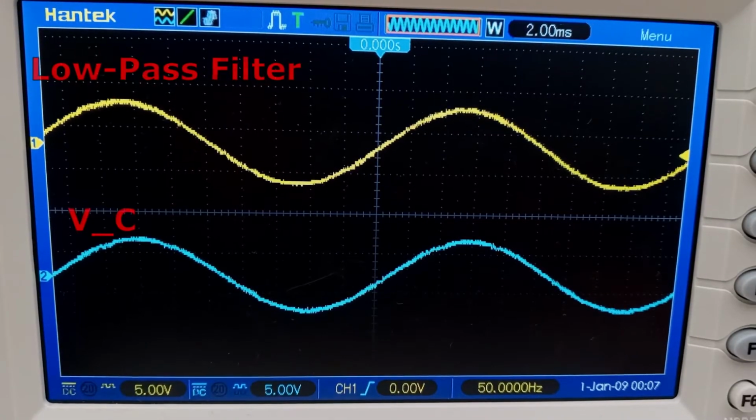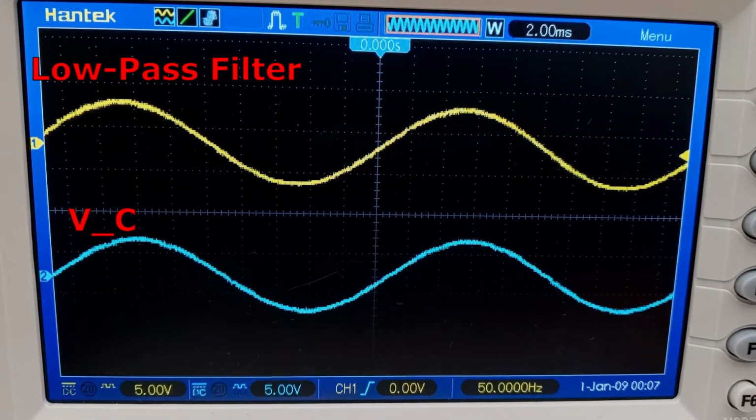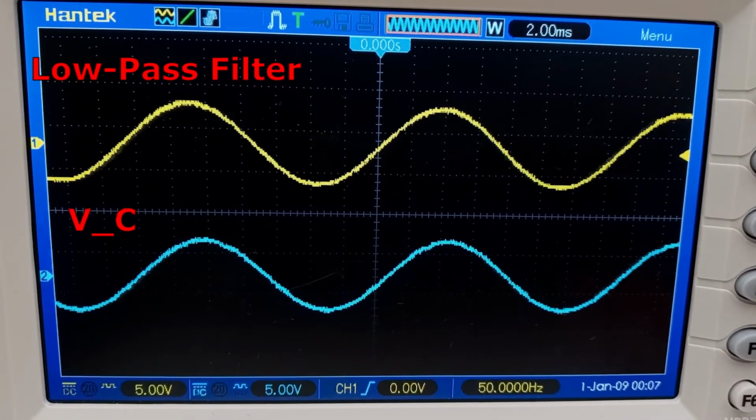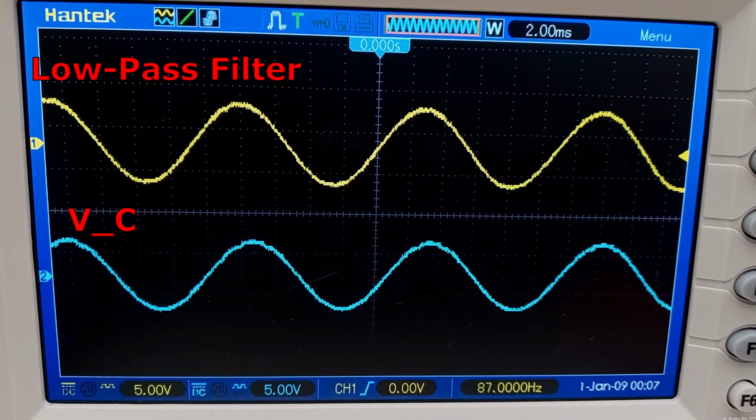We can confirm these relationships by producing different frequency signals and sending them into our RC circuit and measuring the ratio of the input to the output voltage.